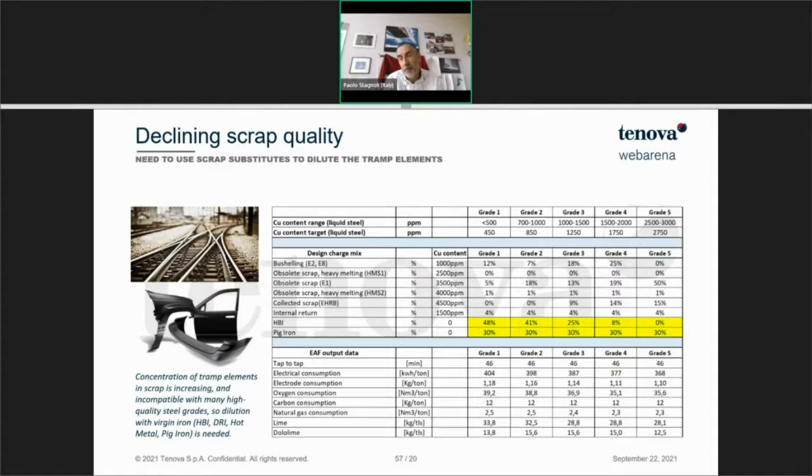This simulation has been done for a special steel producer in Italy willing to investigate this route while keeping the grades they were producing. In the second row, you see the target for copper content, and in the yellow block, you see how much virgin iron units he would have needed to load into his furnace in order to keep up with the pollution of the scrap and the target. So you see that this is an issue that is unavoidable as of today.